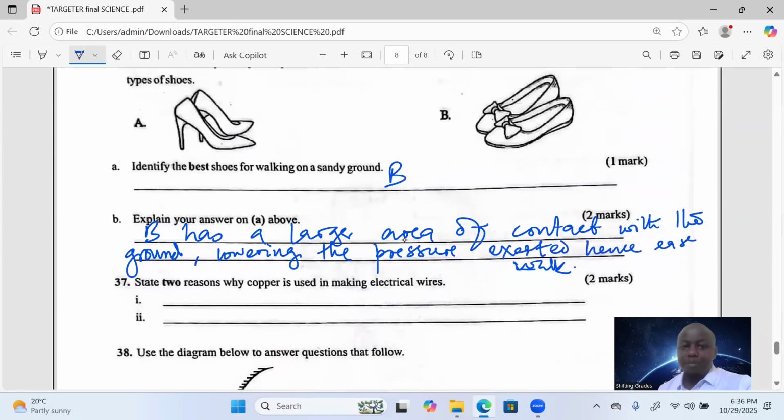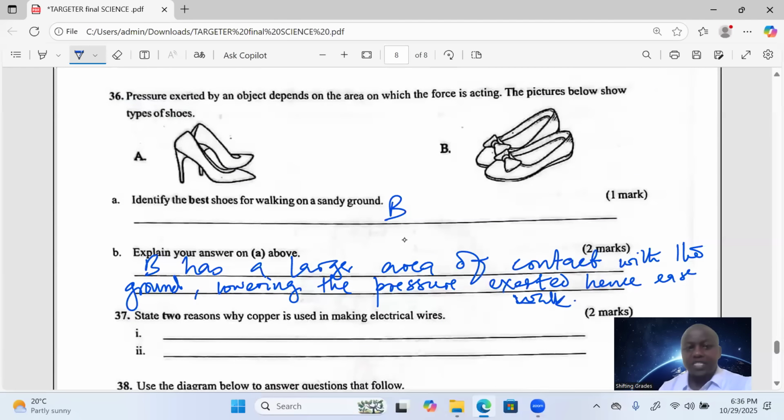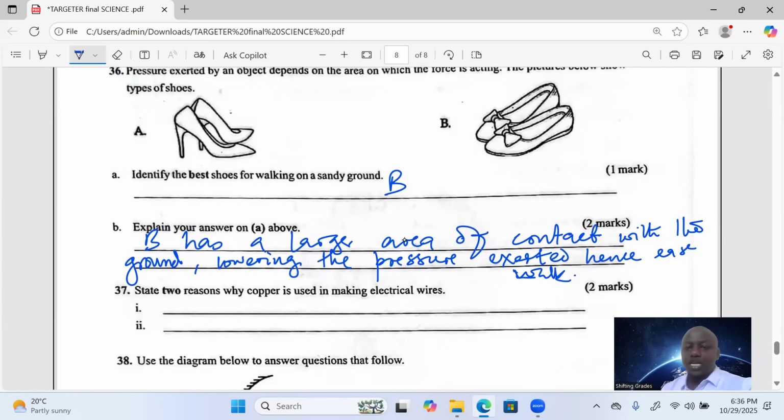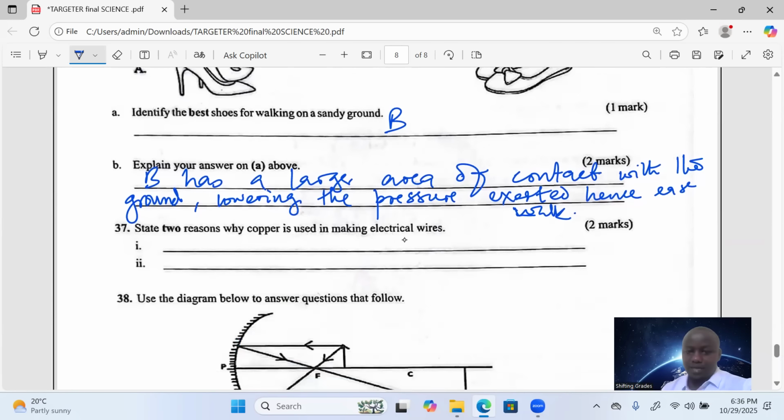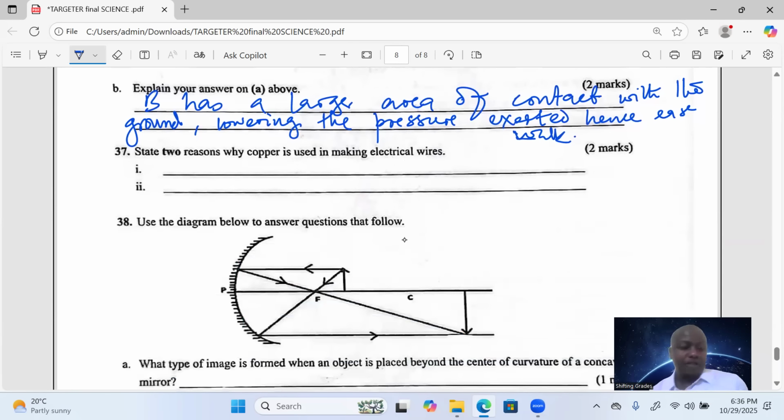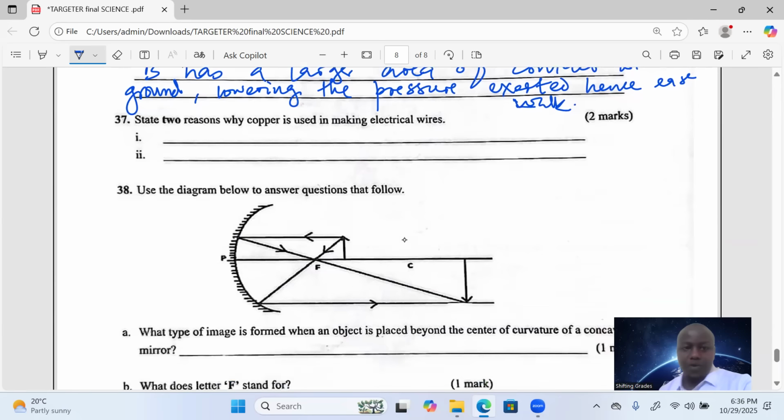Unlike type A, which has a very small area, hence for the same weight, the pressure should be very high. That way, somebody will sink on the sand, will sink more. With the other type, you will still sink, but with type A you sink more.